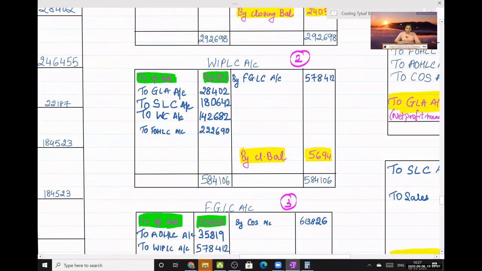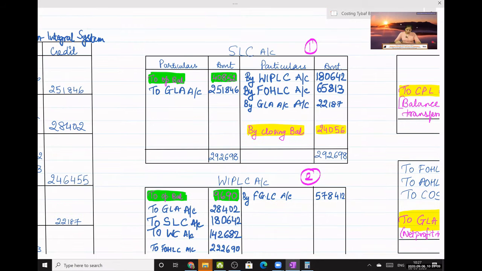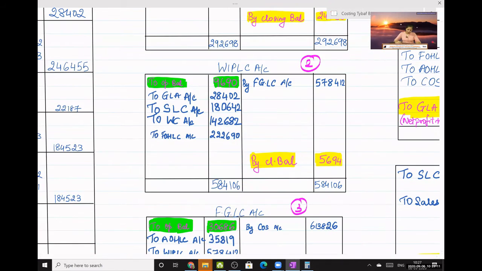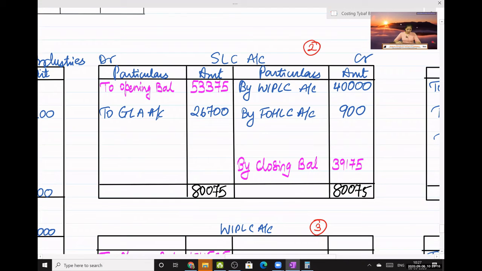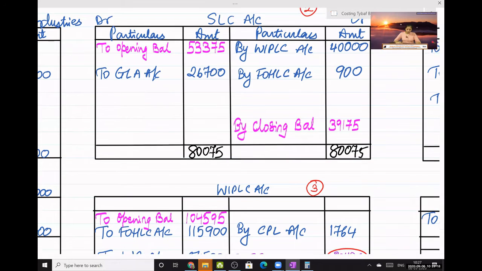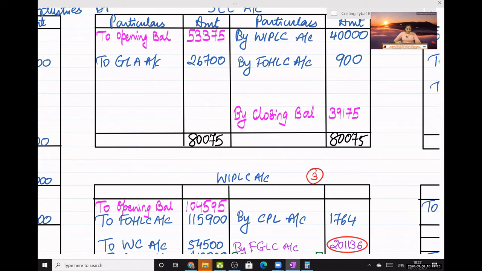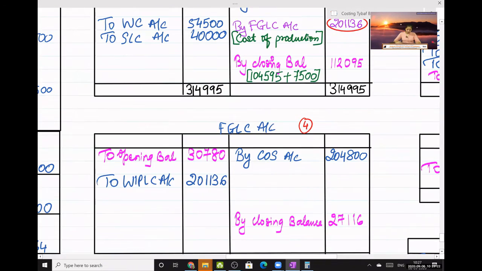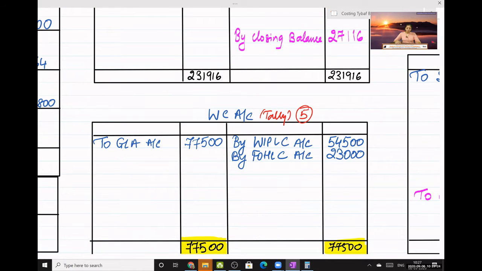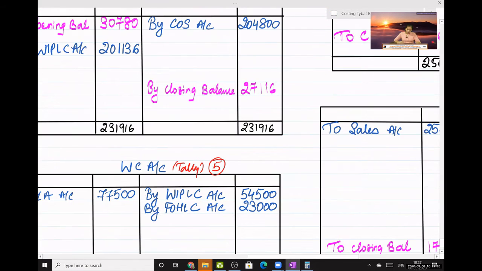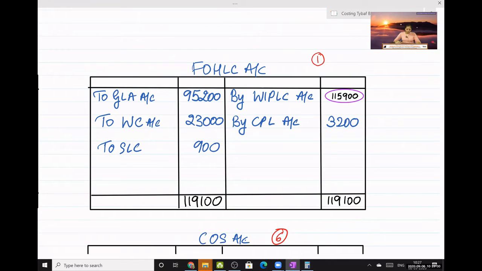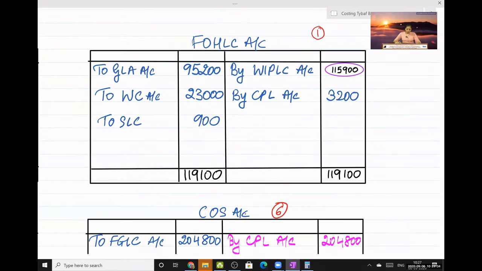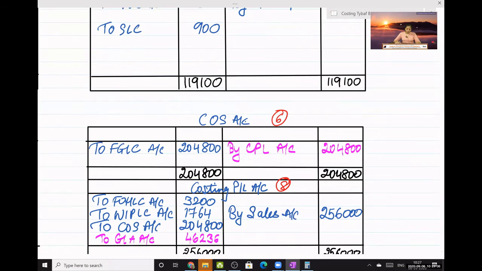SLC, stores ledger, WIP ledger, finished goods ledger, and wage control, all on one page. Then factory overheads. Admin and selling and distribution related, no entries are there, so don't make it. So FOH, cost of sales.